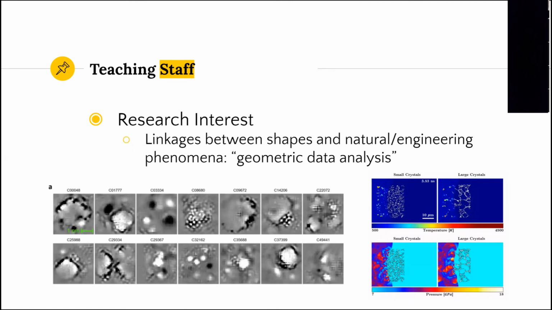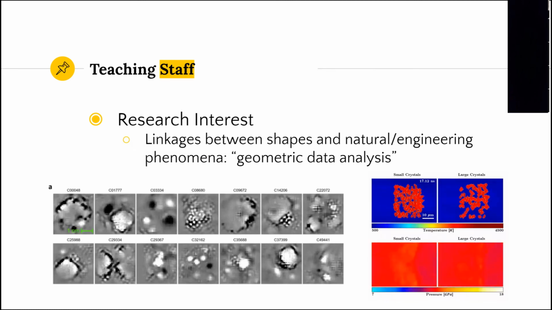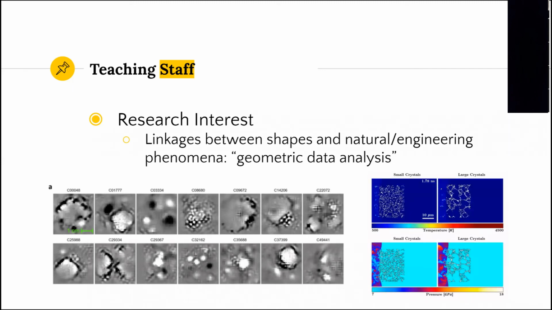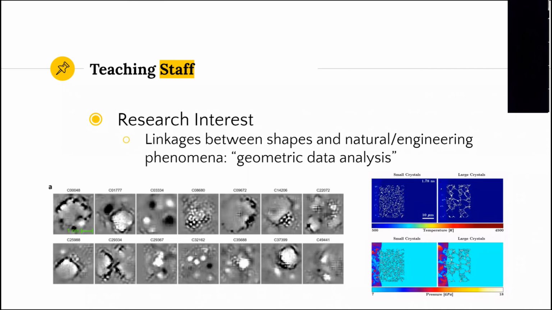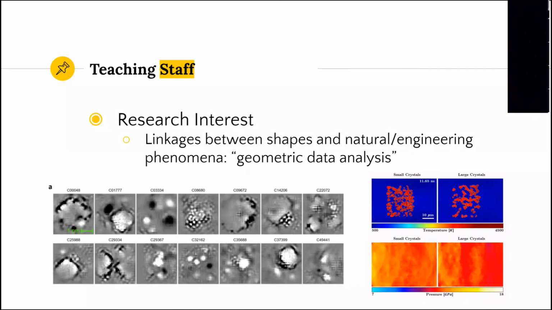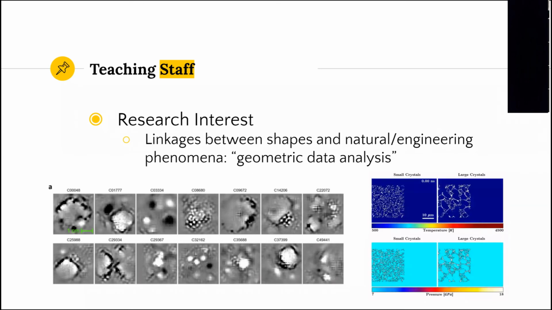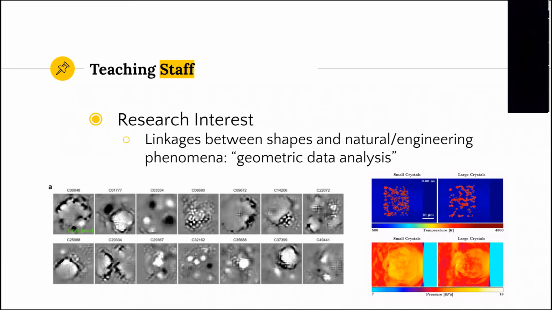Just to talk briefly about myself, I'm a researcher interested in finding linkages between shapes and some natural or engineering phenomena. For example, it is known that the shape of the tumor in cancer patients has some correlation with cancer survival. What I do is apply machine learning to quantify what exactly such a correlation is and how they really look. There are many other examples.